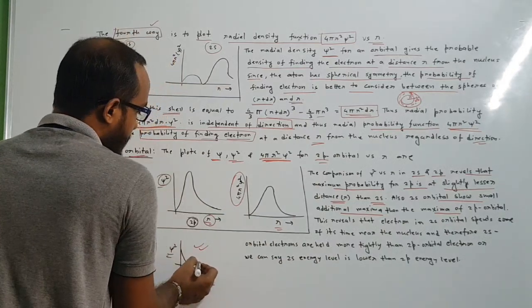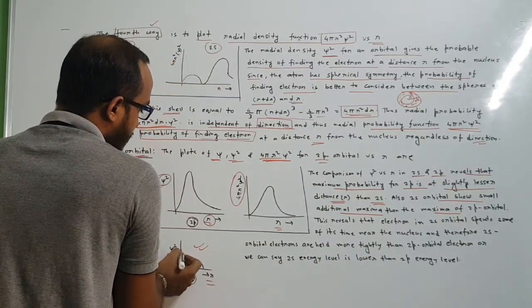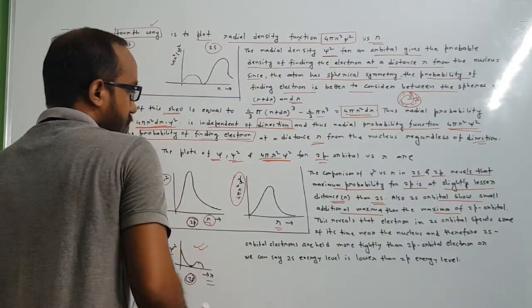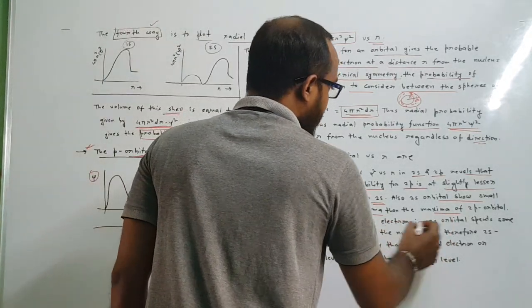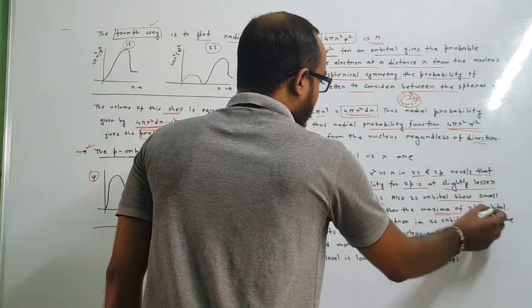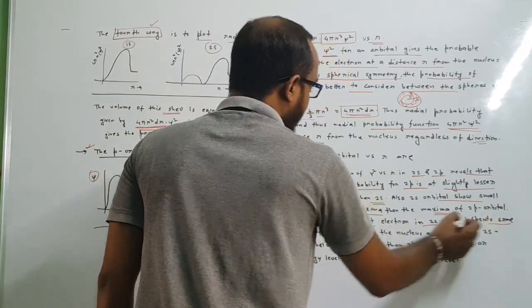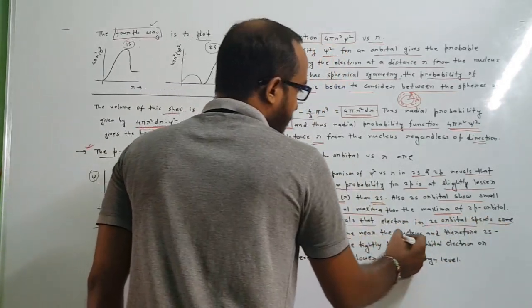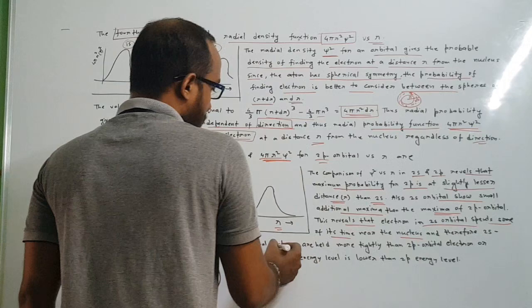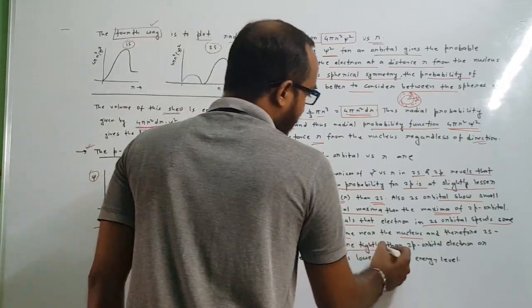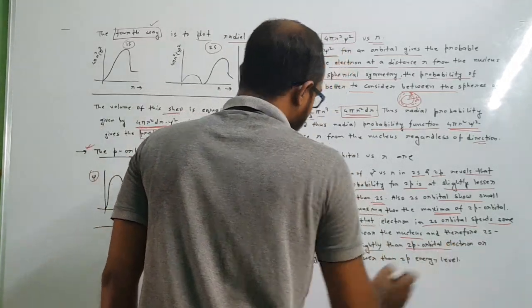See, we have two maxima here, one is here and another small loop here. So we have two maxima here, a small additional maxima of the 2s orbital. This reveals that an electron in the 2s orbital spends some of its time near the nucleus, and therefore 2s orbital electrons are held more tightly than 2p orbital electrons.